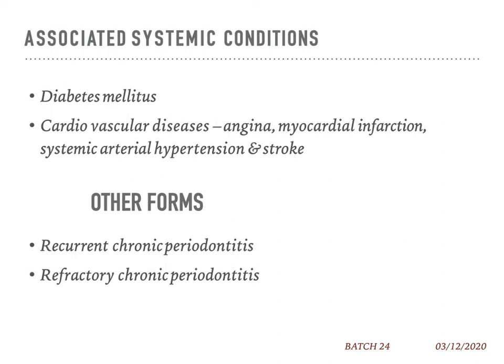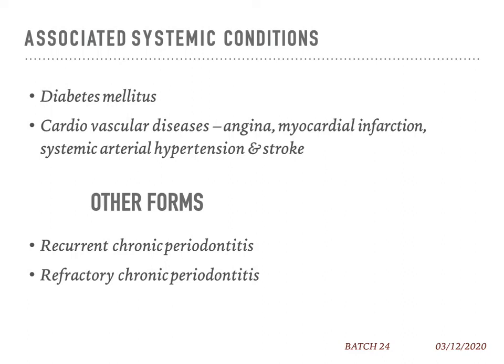Other forms of chronic periodontitis are recurrent chronic periodontitis and refractory chronic periodontitis. It is named recurrent because it is recurrence of disease after a complete treatment. Once the patient with chronic periodontitis comes to a stable state for a long time and the disease recurs after the treatment, it is recurrent chronic periodontitis. Refractory is if it does not respond to the treatment.